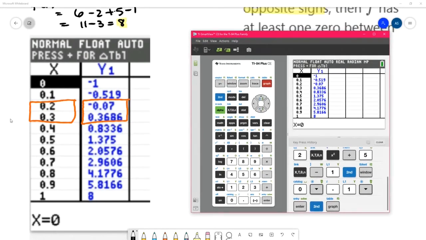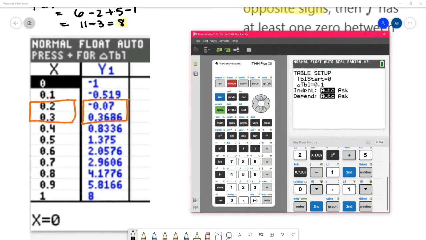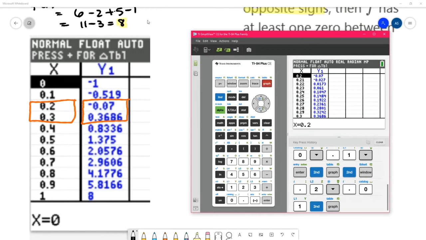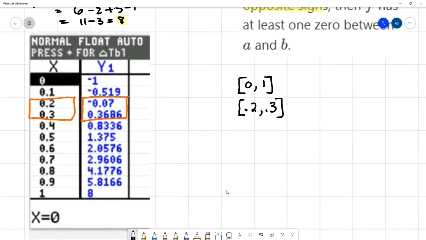So what I'm going to do is now I'm starting at 0.2. I'm going to go back to my table set, and I want to start at 0.2, and I want to get even more detail, so I'm going to go to 2 decimal places. Let's take a look at the table. Let's get a screenshot of this. Okay, so I got that screenshot.